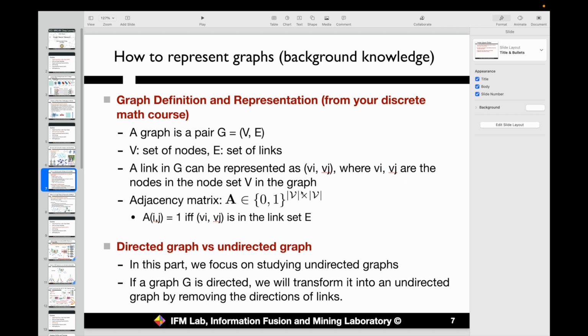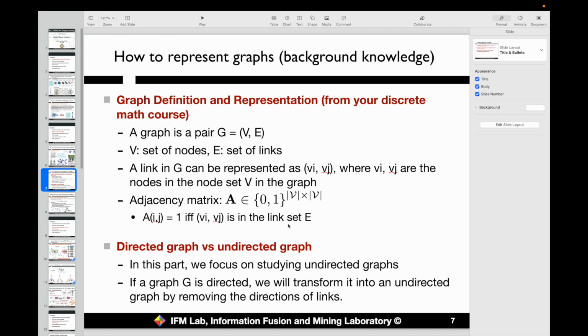So given the graph, we can also represent its structure as an adjacency matrix as well. This matrix will be binary. And if an entry in the matrix has value 1, it denotes this edge connecting the two entries or the nodes exists inside the link set. I assume you know this already, right, in your previous courses.